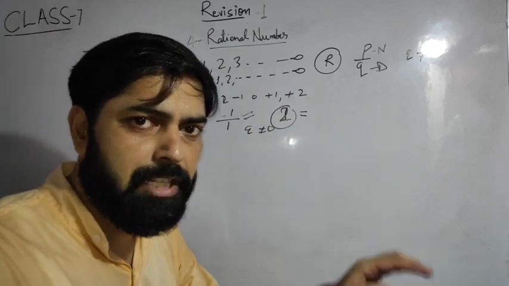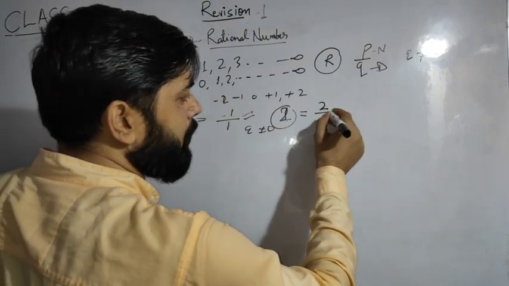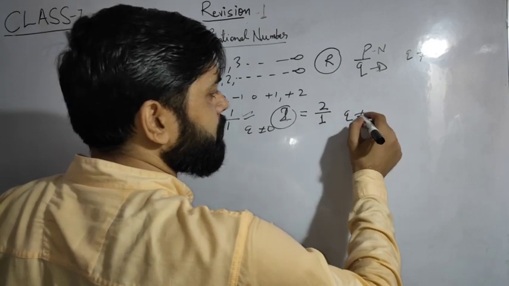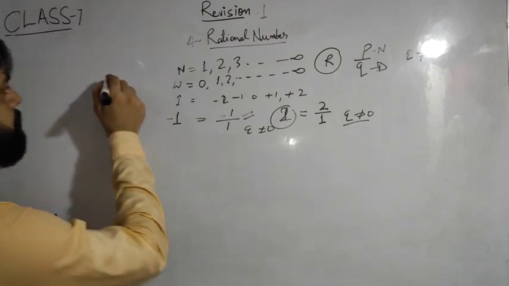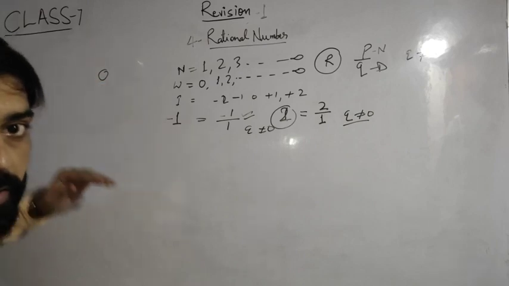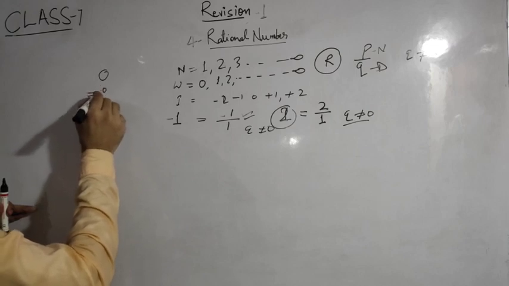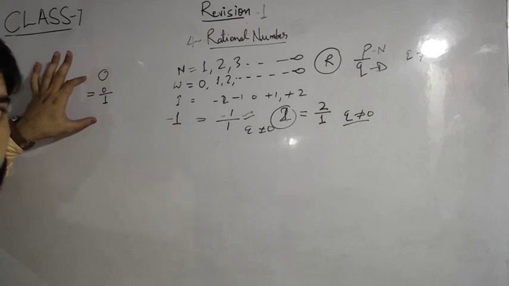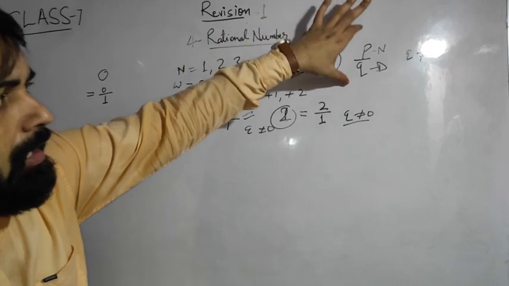Yes, this is a rational number because we can write this number in the form of p upon q, meaning you can write it in the form of 2 upon 1. So this is a rational number because here q is not equal to 0. Another, 0. If the question asks whether 0 is a rational number, yes, 0 is a rational number because we can write 0 upon 1. So this is a rational number because we can write 0 in the form of p upon q. This is a condition of the rational number.